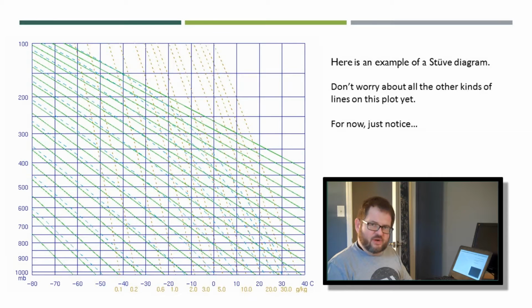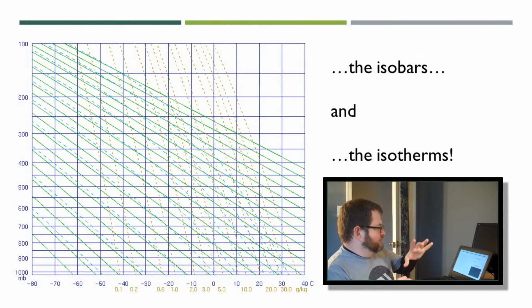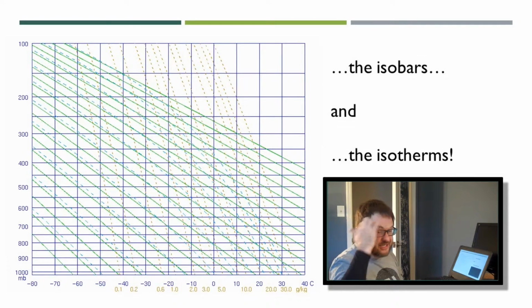So don't look at any of those right now. That's not where we're going with this. For now, just notice the horizontal blue lines that are isobars, and the vertical blue lines that are isotherms. And you'll notice that the isobars are spaced weirdly, where they get closer together down towards the lower atmosphere, and as you go up through the tropopause, they get farther and farther apart because they're actually distributed logarithmically.